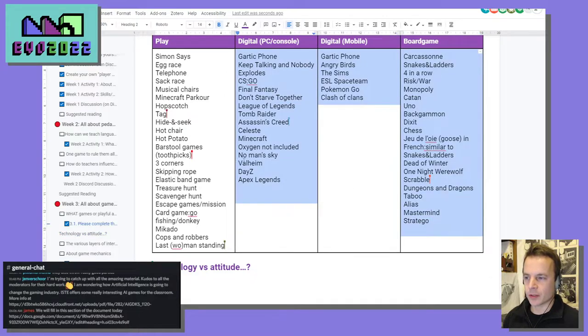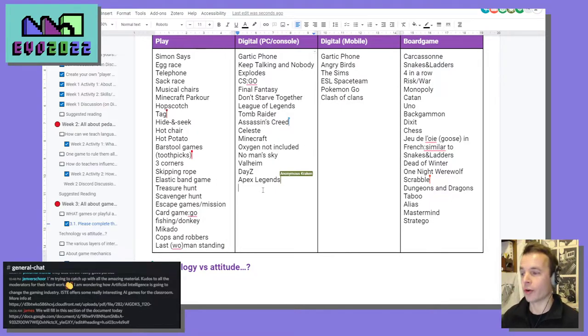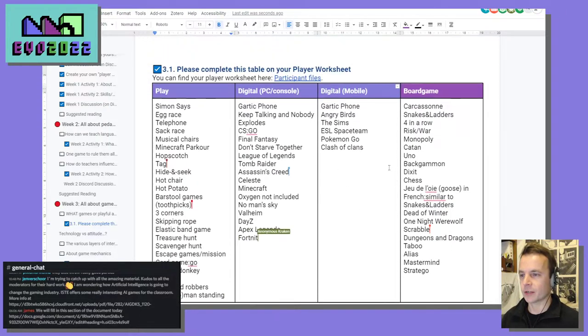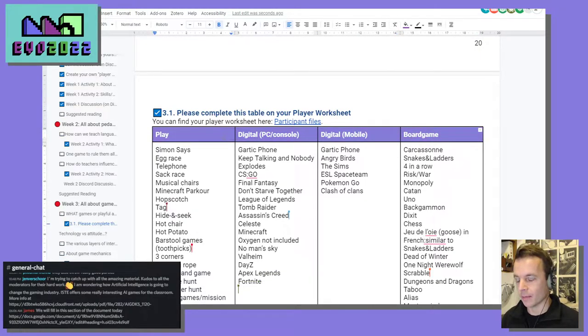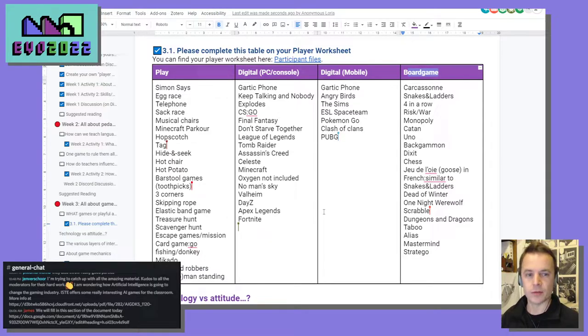So let's verbalize that more concretely then. We created some categories of different technologies here. So play, I guess the idea behind play was just something that does not require a PC or a console, digital mobile device, or an actual physical purchasable board game. But as we've noticed by doing this activity, these lines are very blurred. I mean, the Minecraft Parkour, okay, of course you need a digital or mobile version of Minecraft to actually play it, but it is play within that world essentially.